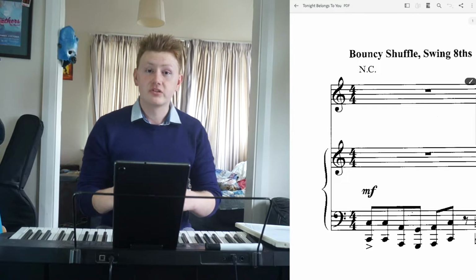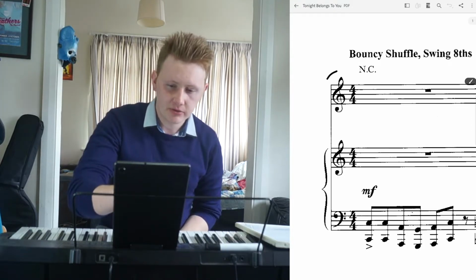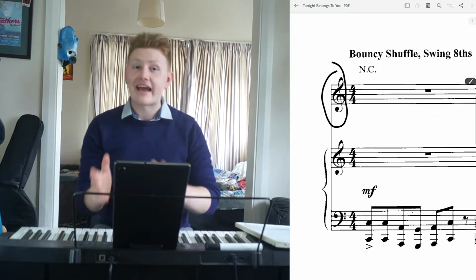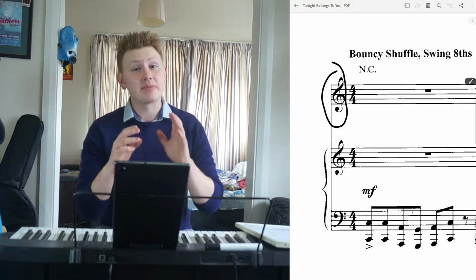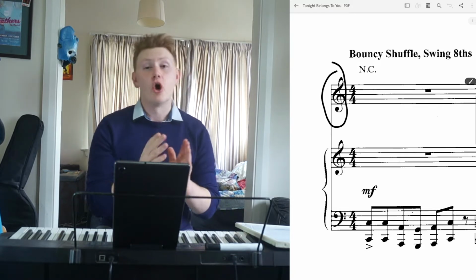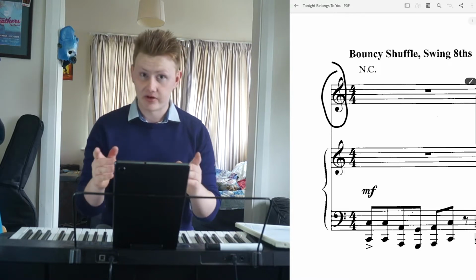Next thing important to note is the clef. Now, the clef is this little weird squiggly thing at the beginning of the stave and at the beginning of the bar. It is at the beginning of every system, not every bar, unless the clef is changing. That's very important to remember.